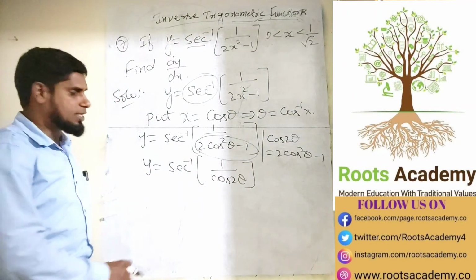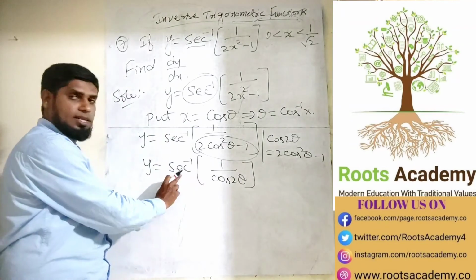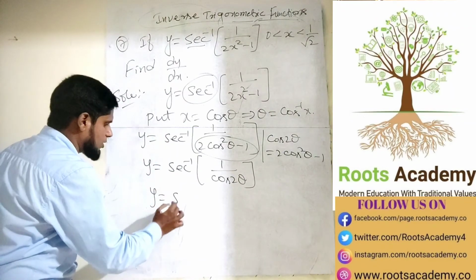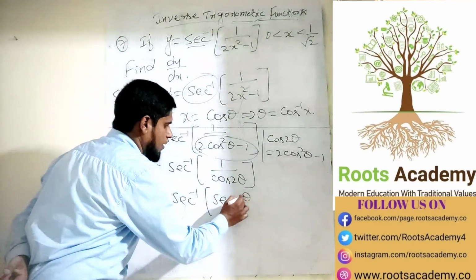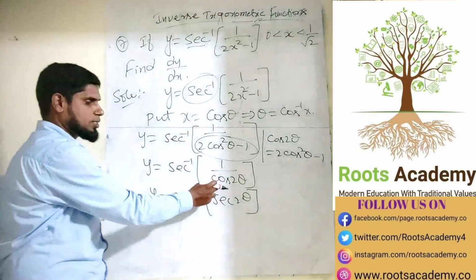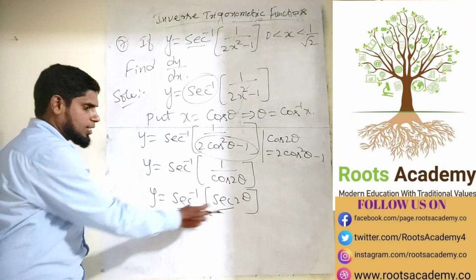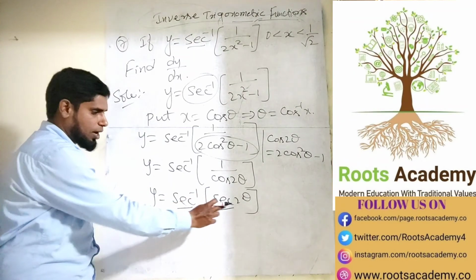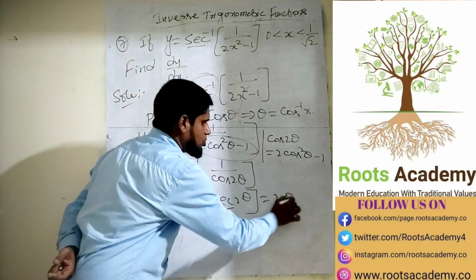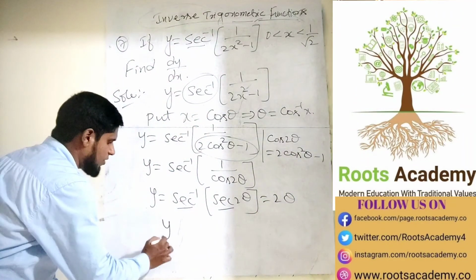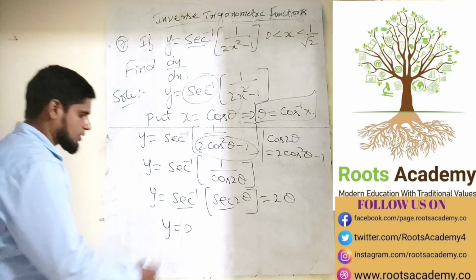Student, in our first piece we studied that the reciprocal of cos is secant. 1 by cos can be written as secant theta. Y is equal to secant inverse of secant 2 theta. Now secant inverse and secant get cancelled. As I said, when the inverse function and the direct function come together, both get cancelled. So this becomes 2 theta. So my y will be 2 into cos inverse x, since my theta is cos inverse x.